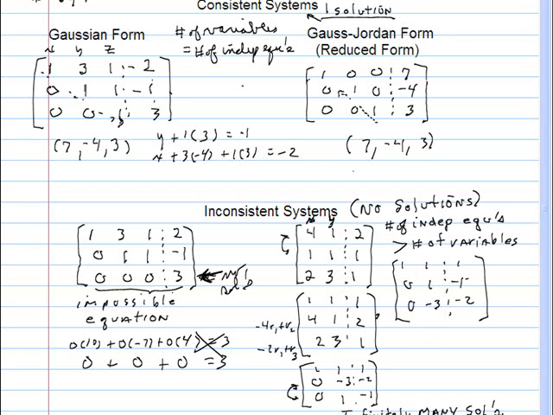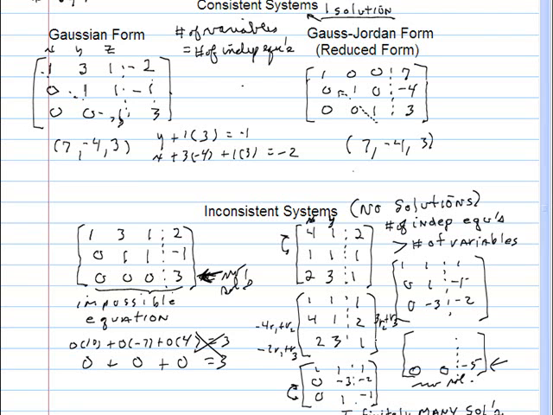If I do 3 row 2 plus row 3, look at what my row 3 is going to be. 3 times 0 is 0 plus 0 is 0. 3 times 1 is 3 plus -3 is 0. There's your all zeros to the left. And 3 times -1 is -3 plus -2 is -5. And there's that impossible equation. So you get no solution.